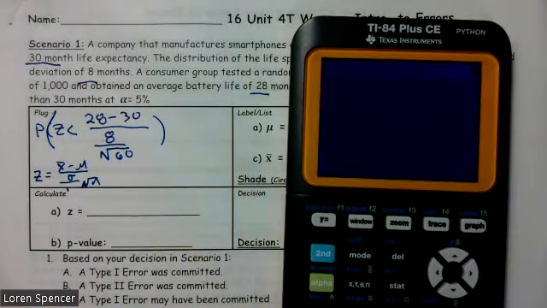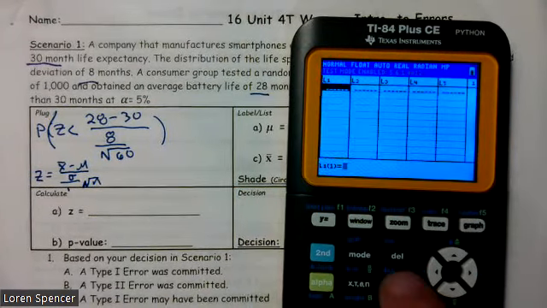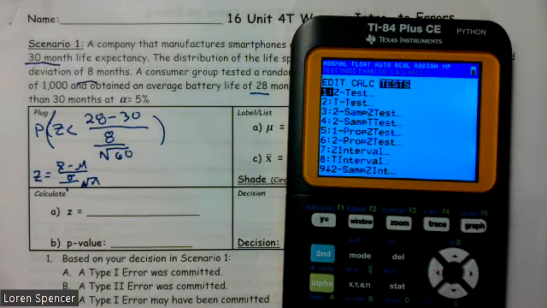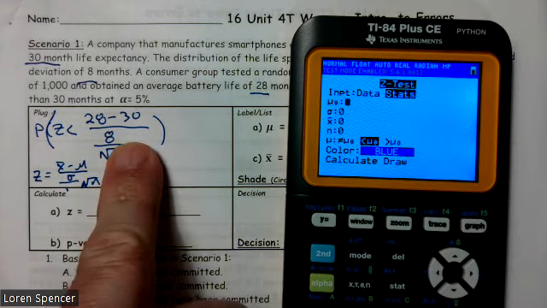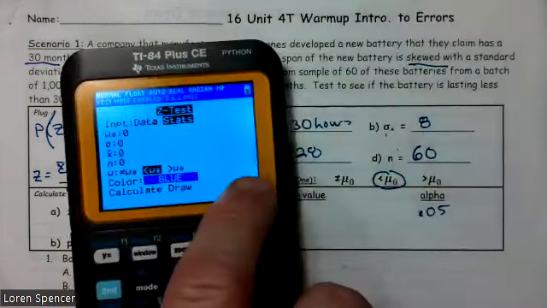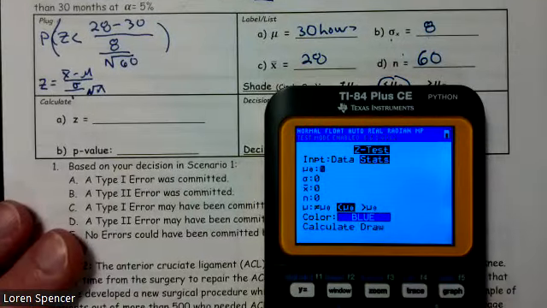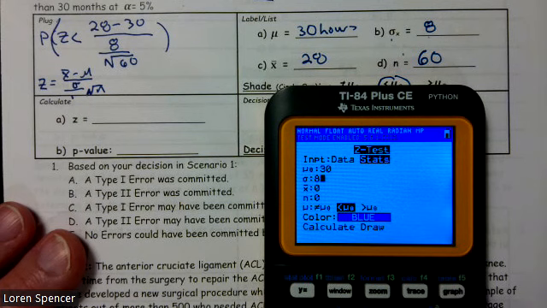So we're going to go to stat, edit on the calculator. Stat edit. Oop, excuse me, I said that wrong. Stat, arrow over to the word test. And we want Z-test because we have the standard deviation of the population, which means we're going to work with the Z. Statistics, and we're going to input our population mean. Well, our population mean was 30. So we'll input the 30.